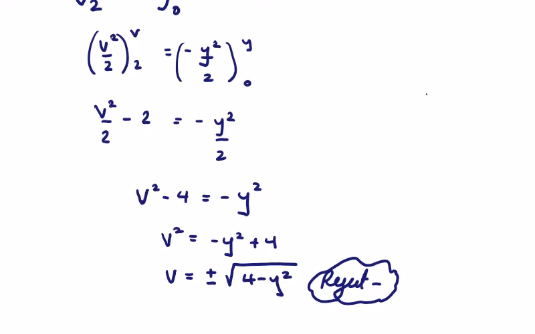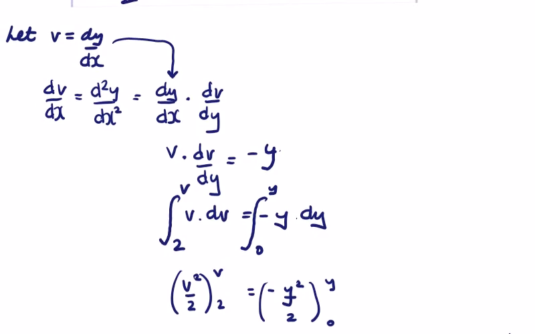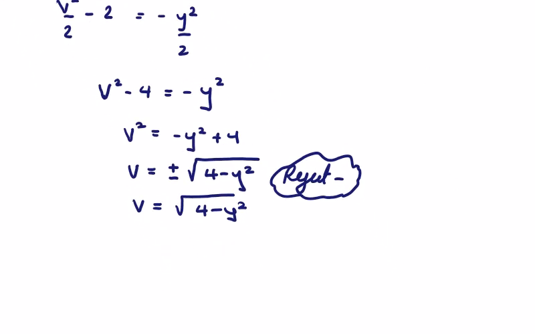We accept that v is equal to the square root of 4 minus y squared. And we also know from the beginning that v is dy/dx. So dy/dx is equal to (4 minus y squared) to the power of a half. Let's write it as the square root because we can see what's happening here.